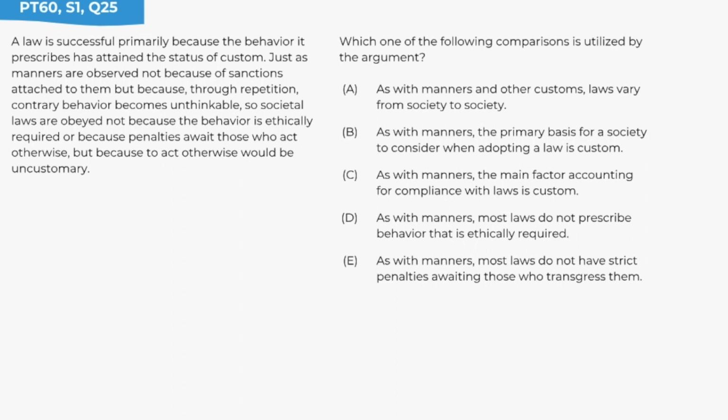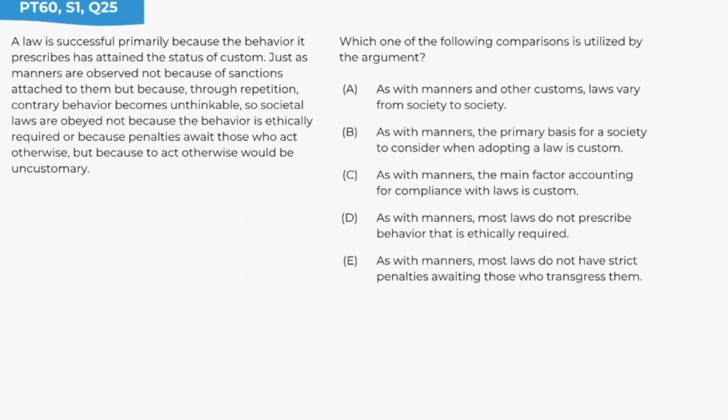Why are they obeyed? Well, the evidence for this is that a law is successful primarily because the behavior it prescribes has attained the status of custom, just as manners are observed not because of penalties attached to them, but because through repetition, contrary behavior becomes unthinkable. So in this case, they're basically saying that people obey societal laws for a similar reason to why they observe manners. So they're basically saying that societal laws are like manners. Well, what's the method there? See, what they're doing is they're comparing the two. They're using an analogous position.